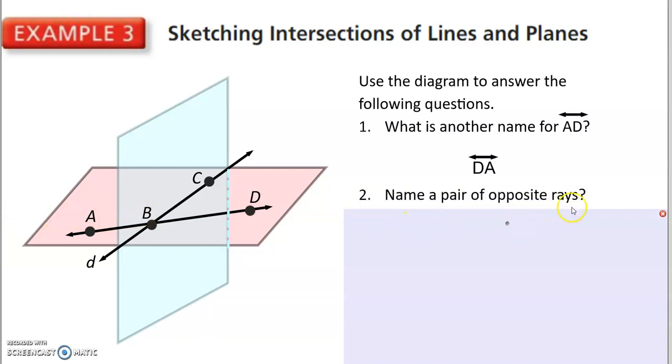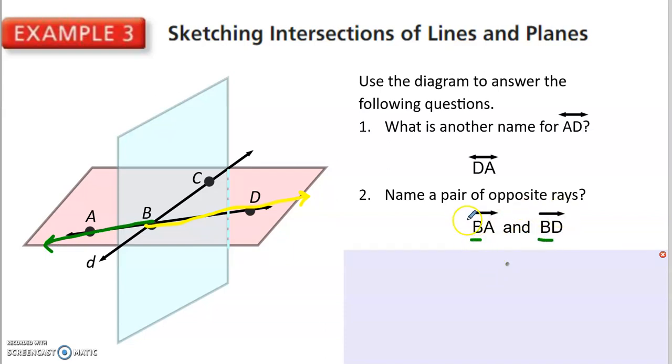That brings us to our next question. Name a pair of opposite rays. Opposite rays, remember, have the same endpoint, but they go in different directions. So let's take a look here. If I look at BD, it goes in one direction, and then BA goes in the other direction, and both of those rays have the same endpoint, B.